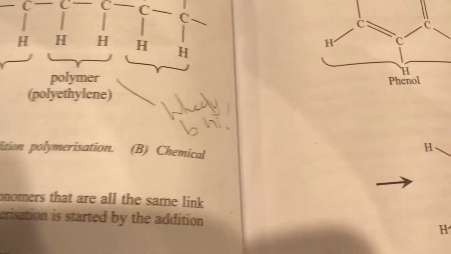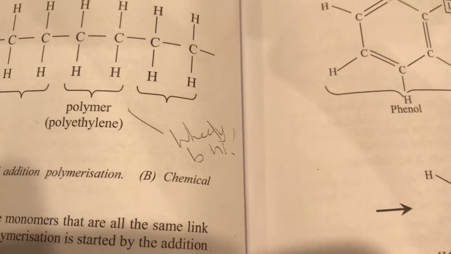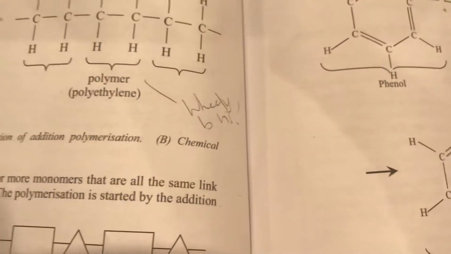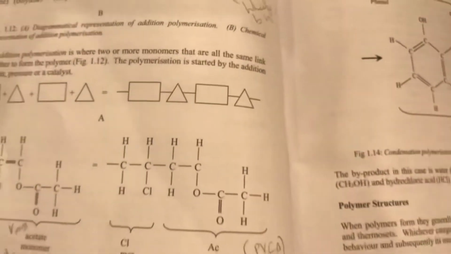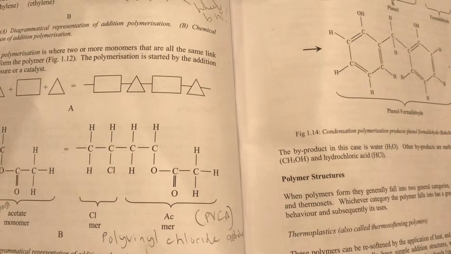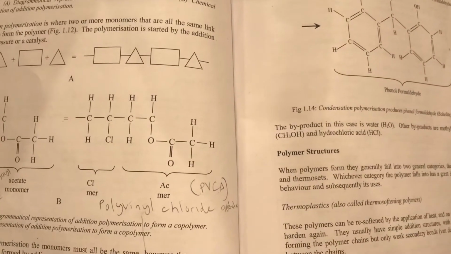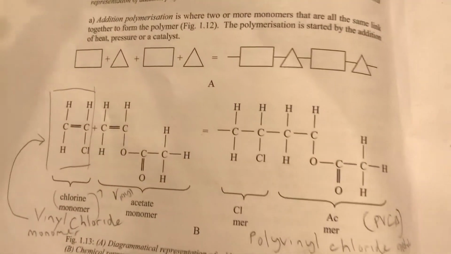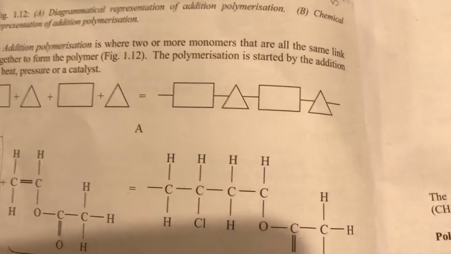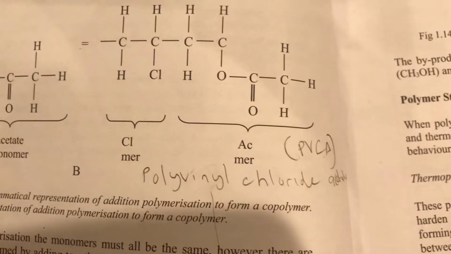Polyethylene is a plastic that's used commonly for lots of things, but one of the things that's ubiquitous is your wheelie bin that's collected for rubbish collection. Now, when they're talking about the other type of polymerization, which is addition polymerization to form a copolymer, which is basically very similar to the one above, which is an addition polymer for forming polyethylene.